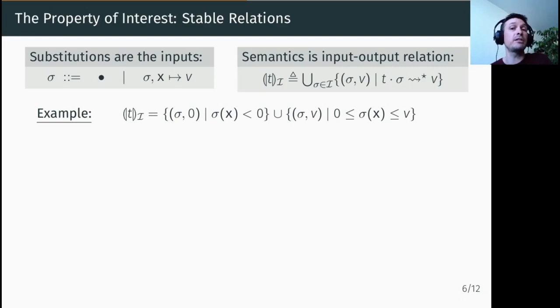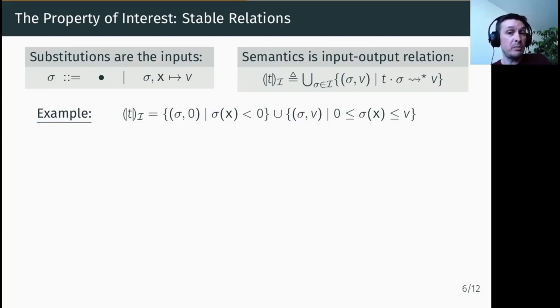For this higher-order language, we want to infer relations between the inputs of programs and their outputs. But what are the inputs? We consider that the inputs of a program are the possible substitutions sigma that assign values to the free variables of that program. Then the input-output relation of a term T for a set of inputs I is the set of pairs made from substitutions drawn from the set of inputs and the values that are obtained from evaluating the term T sigma, that is T where all its free variables have been replaced with the values defined by the substitution sigma.